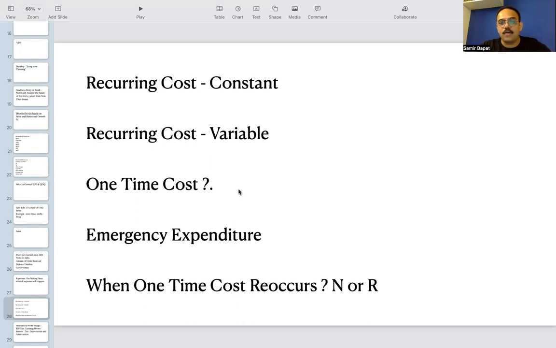Okay. Now, what is a one time cost for him for making the dosas? What does he have to incur one time? So we have equipment, pan, correct? Cookware, shelter. Okay, great, fantastic. What is the emergency expenditure? What can be an emergency expenditure for him?